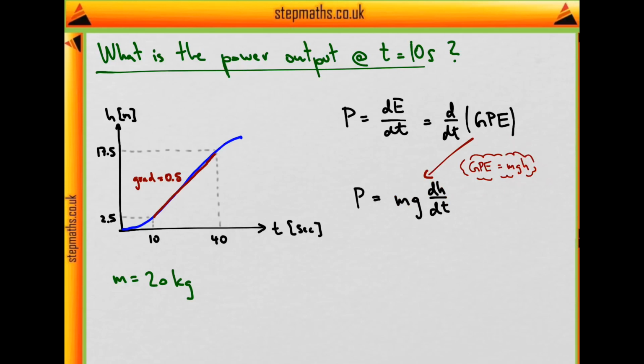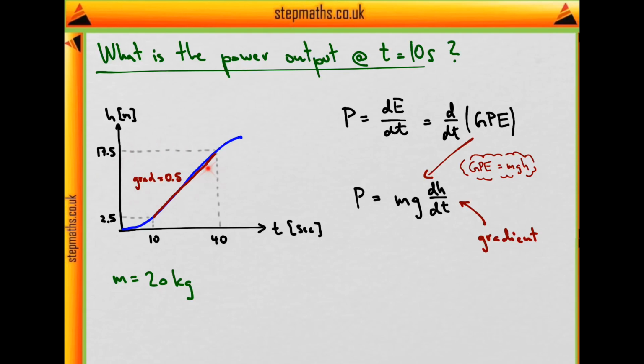there is the height. Mass remains constant, and gravitational acceleration is of course constant. We see that the power must be mg dh by dt. And why was that the right thing to do, the right way to think about this question? Well, because dh by dt is something we can read off the graph. That's the gradient of the line of h against t.